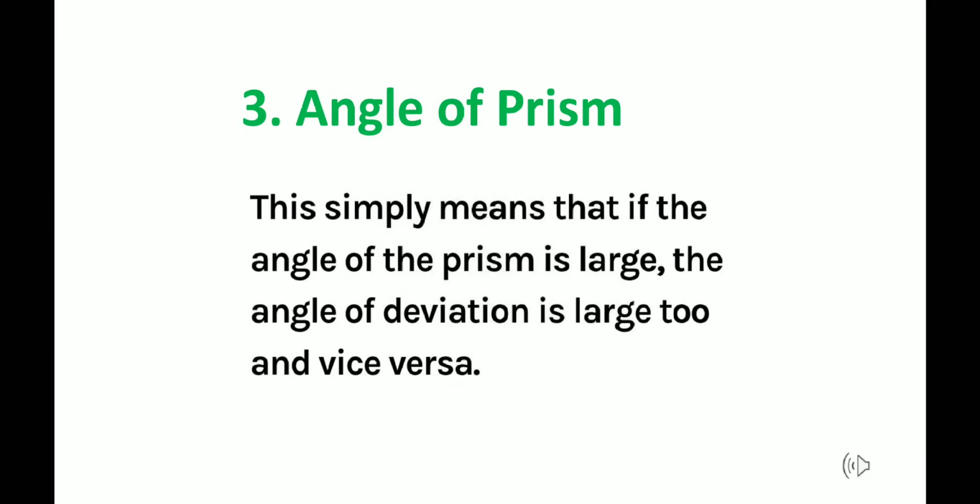The next point on which the angle of deviation depends is the angle of prism, and this is also linear, that is, directly proportional. As the angle of prism increases, the angle of deviation will increase, and vice versa. So we move further.